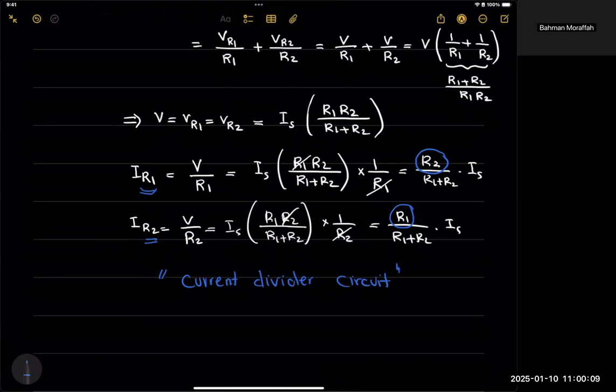Again, what's very important for the current divider circuit is that the value of the current through a resistance is proportional to the value of the other resistance, not the same resistance. Again, remember for the voltage divider, the value of the voltage for each resistance was proportional to the value of that exact same resistance. Okay? So that is very, very important.